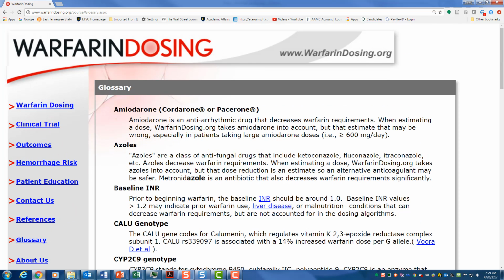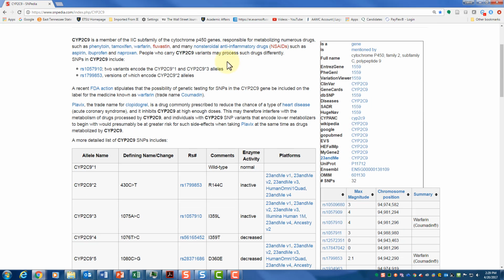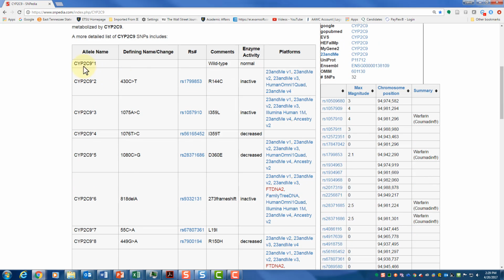SNPs are very important here, and I'm going to explain what a SNP is. A SNP is a single nucleotide polymorphism. And here's SNPedia. Here it tells you about the SNPs, especially this CYP2C9, which is involved in metabolizing warfarin and lots of other compounds, including aspirin, ibuprofen, and naproxen. And we can see the SNPs down here. The normal one, or the wild type, is star 1 in its designation, and so it has normal enzyme activity.